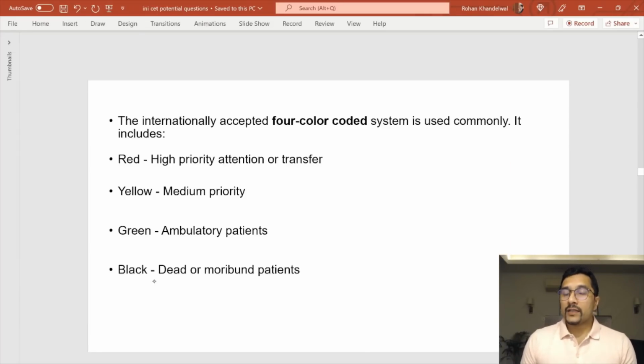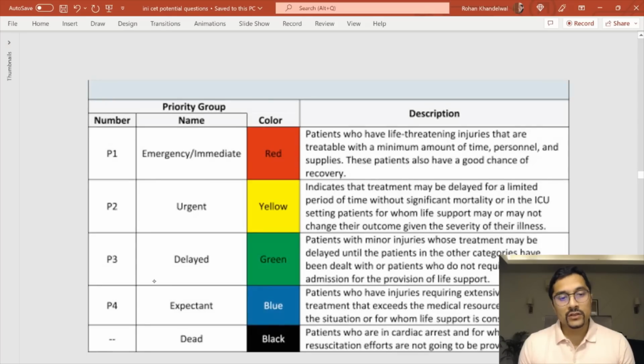Triage and trauma are extremely important. Triage, you have red, yellow, green, and black. Red is high priority, yellow is medium priority, green is ambulatory, and black are the dead patients. Red category, you require emergency or immediate care. Yellow, you require urgent care. You have your fractures in yellow category.